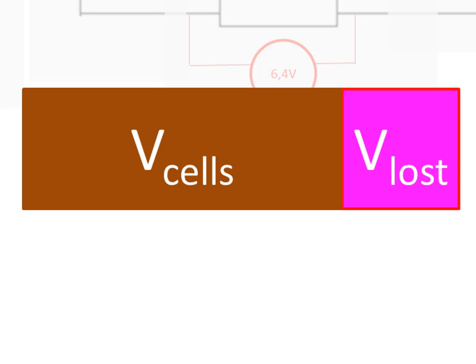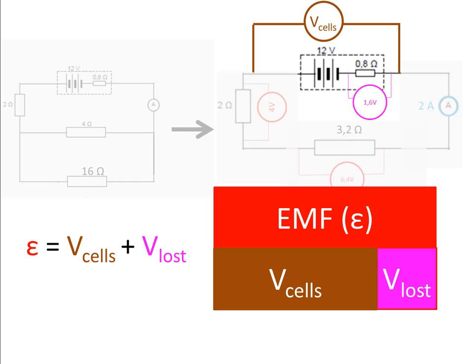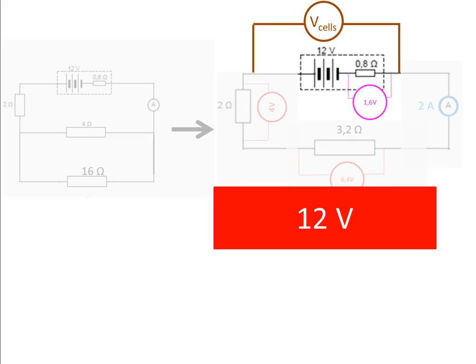So can you write an equation showing the relationship between EMF, Vcells, and Vlost? Can you see that EMF is the total amount of voltage supplied, from which some is lost inside the cell, Vlost, and the rest is available to the circuit, Vcells. Vcells will equal Vload. So EMF equals Vcells plus Vlost. Or, rearranging to make Vcells the subject of the formula, Vcells equals EMF minus the voltage that is lost due to battery internal resistance.